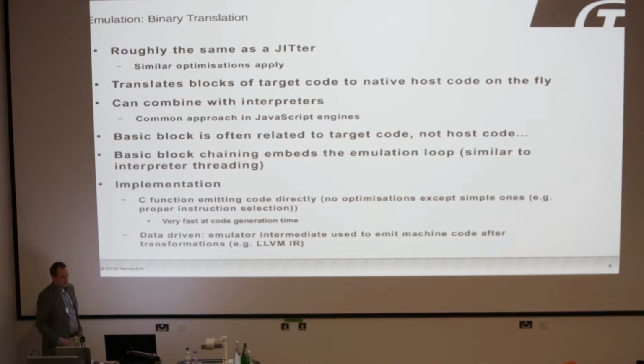So, how do you implement this? Well, you can have a C function that just emits machine code directly. You cannot do much optimization this way. You can do register allocation and proper instruction selection, like doing shifts instead of divides and stuff like that. It's very fast at code generation time, but the code it generates is of course not the most efficient.